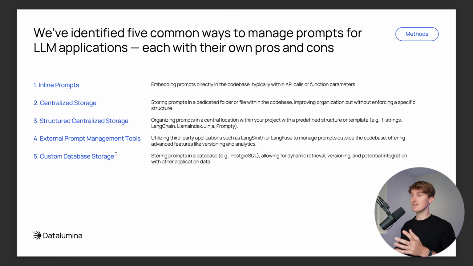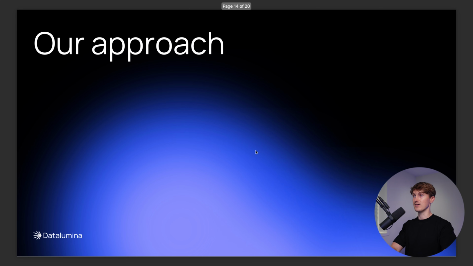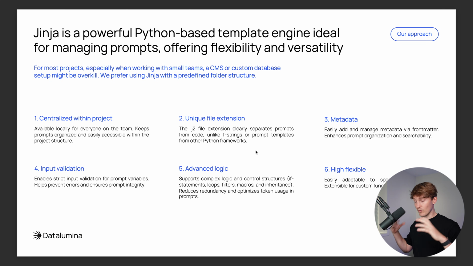Here, finally, again, an overview, and you can consider where you are at right now. Whenever you feel like you're running into issues with your current approach to managing your prompts, you could look into, okay, what does the next step look like, and improve from there. But now let's cover our approach that we use at Datalumina. This is based around Jinja as a templating engine. Jinja is a powerful Python-based template engine ideal for managing prompts, we found, offering flexibility and versatility.